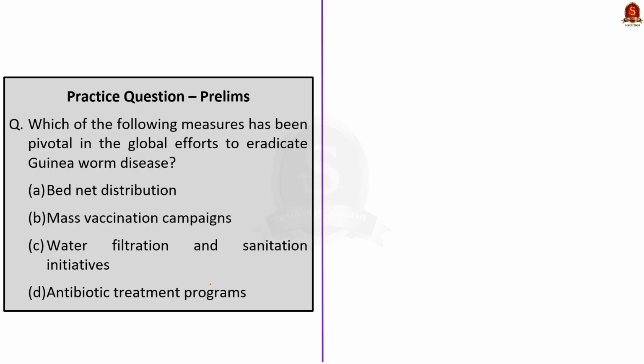Look at this question. Which one of the following measures has been pivotal in the global efforts to eradicate Guinea worm disease? Option A, bed net distribution. B, mass vaccination campaigns. C, water filtration and sanitation initiatives. D, antibiotic treatment programs. Here the correct answer is option C. Actually, there is no vaccine for this disease. As it is transmitted by water, the only preventive measure is water filtration and sanitation initiatives.